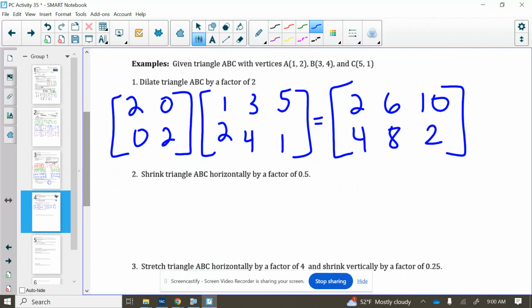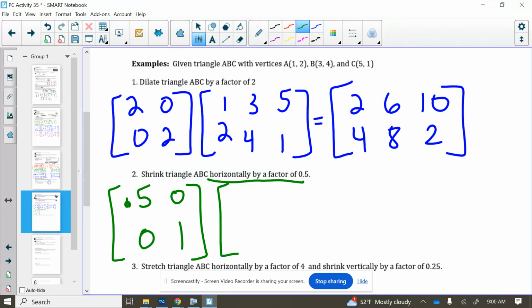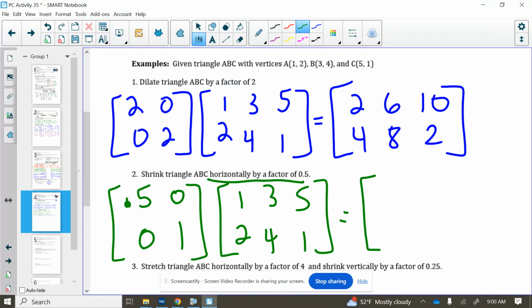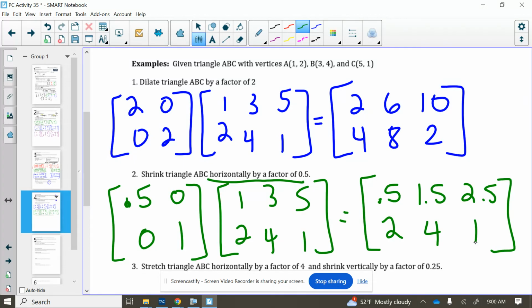If we are shrinking horizontally only, that means we are going to change our first value, but the last one will stay the same. The reason being, when we are making our final product, each of the x values is going to shrink by a half. So half of 1, half of 3, half of 5, but vertically there was no change. They all will stay the same when that multiplication goes through.